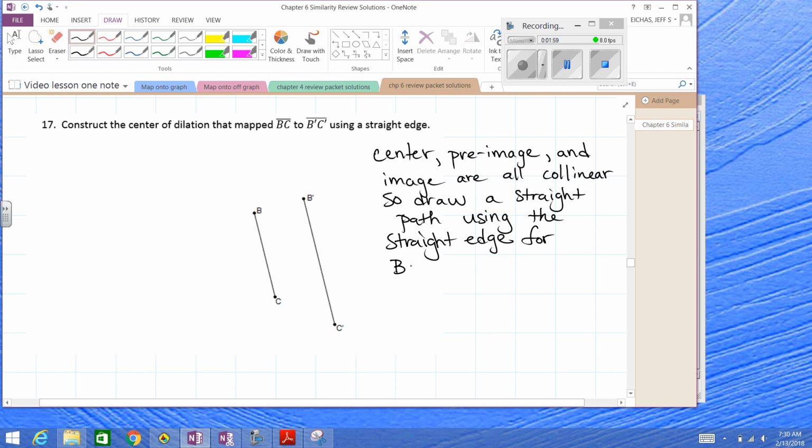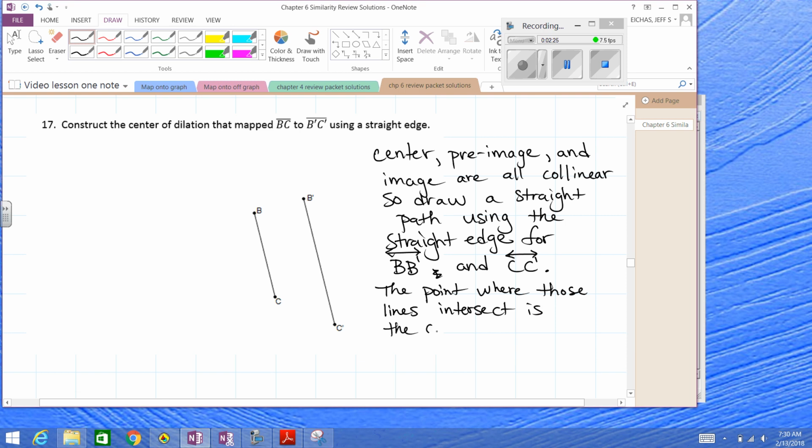For B prime, you're going to construct a line, and C to C prime, the line. Now, the point where those lines cross, intersect, is the center of dilation. Okay.